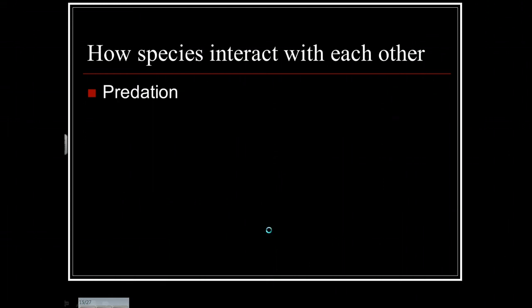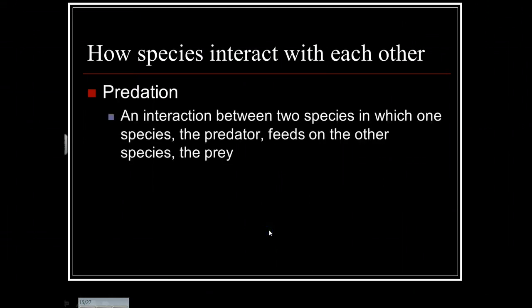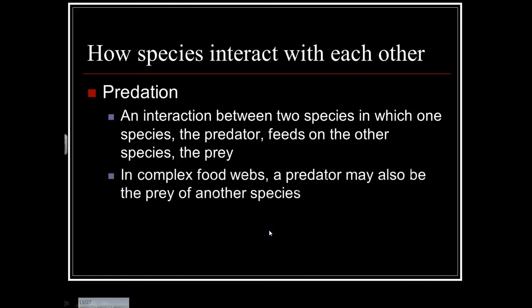The second type of interaction is predation. This is when two species exist and one is after the other. Obviously, as you saw in the chart, one is going to do okay in this one and one is not going to do okay.